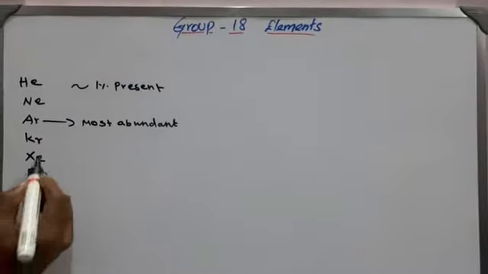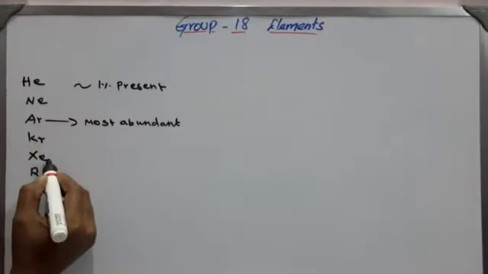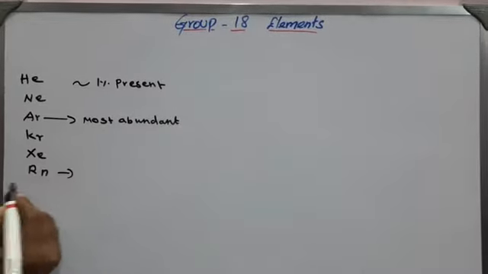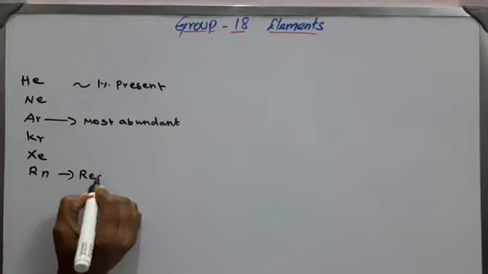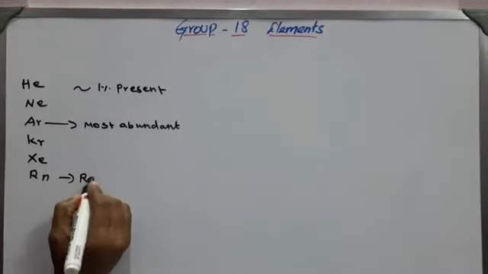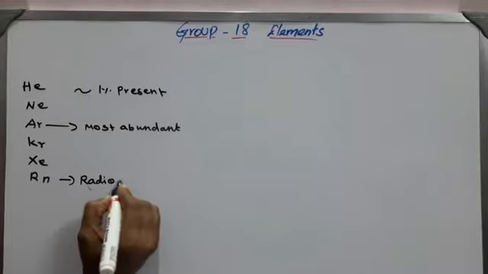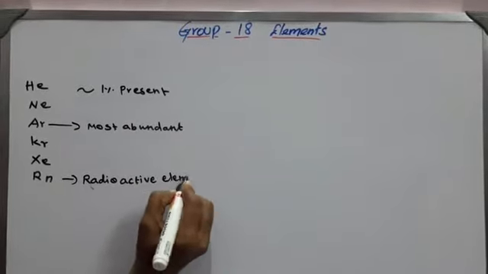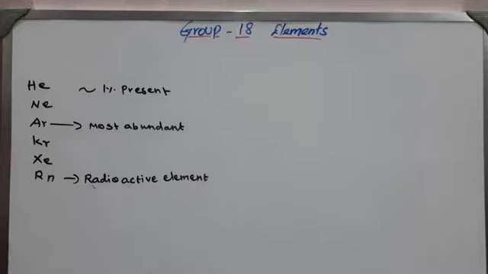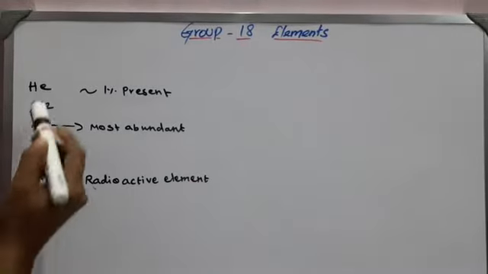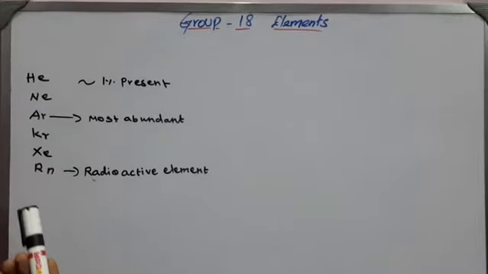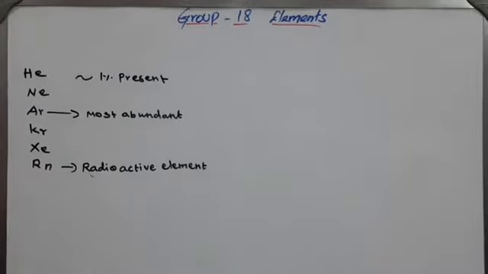So these are the elements present in our earth's atmosphere, but radon is a radioactive element. All the elements exist in gaseous form and are also monoatomic.